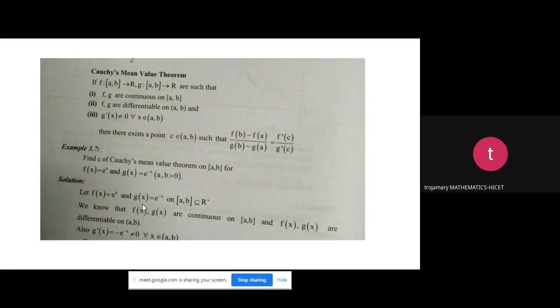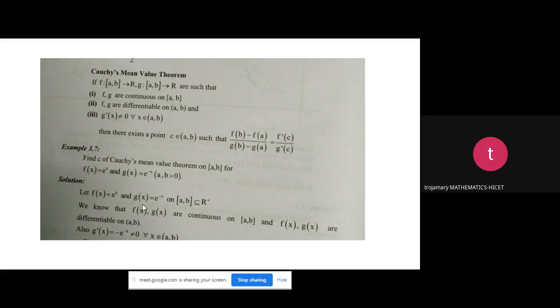Now, Cauchy's mean value theorem. So Rolle's theorem, Lagrange's mean value theorem, and the third one is Cauchy's mean value theorem. The definition of Cauchy's mean value theorem is: if f from the closed interval a comma b to R and g from a comma b to R are continuous on the closed interval [a, b], f and g are differentiable on the open interval (a, b), and g dash of x is not equal to 0 for all x in (a, b), then there exists c in (a, b) such that f of b minus f of a by g of b minus g of a equals f dash of c by g dash of c.